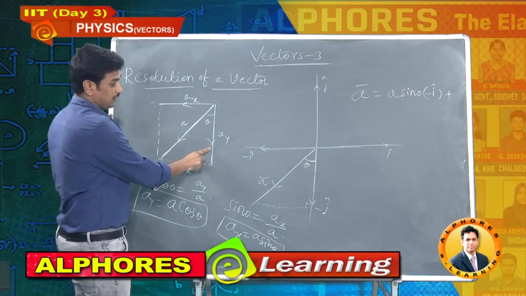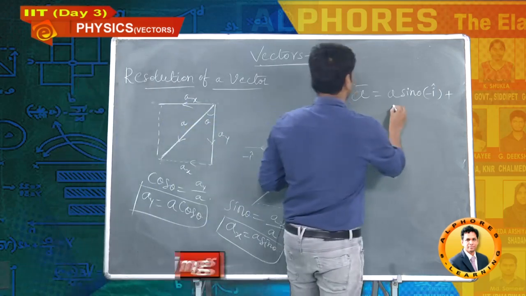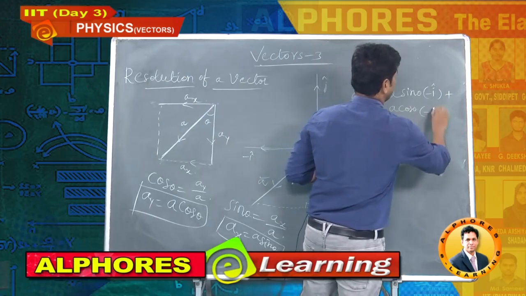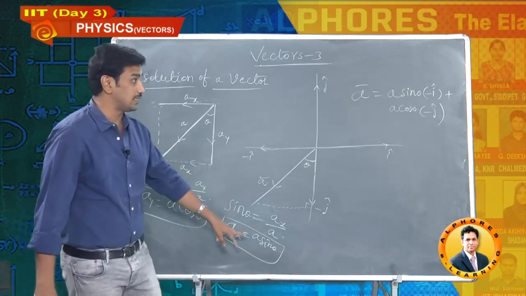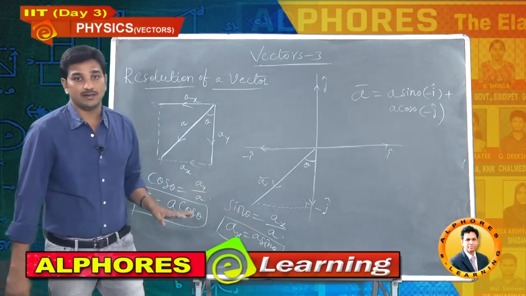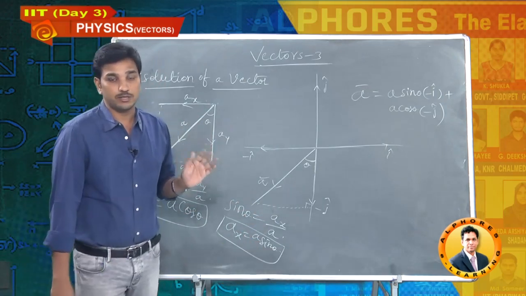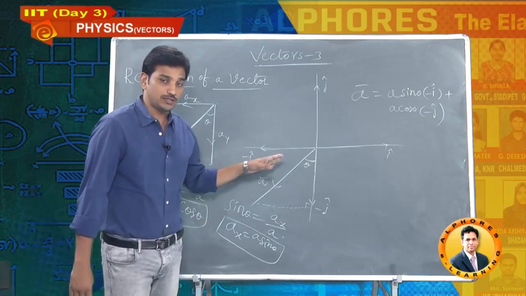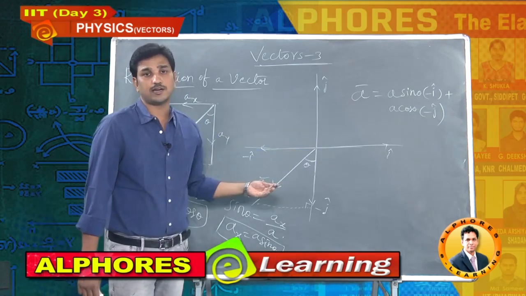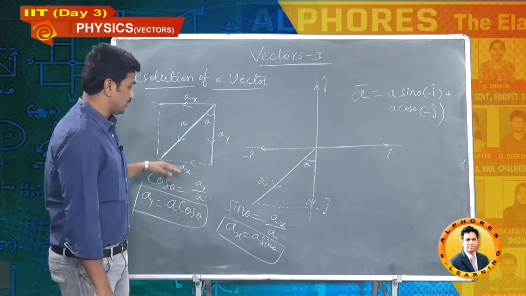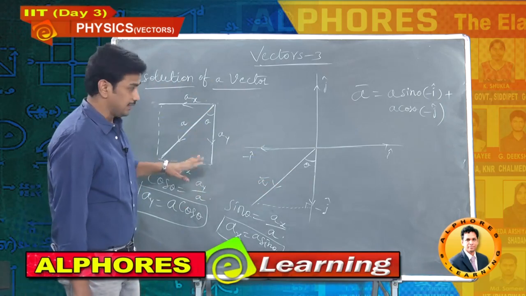One more component, AY, this is the direction of minus J cap, that is A cos theta minus J cap. A sin theta minus I cap. Simple, it is not that much difficult, resolving of components of a vector, because in numericals we will use this resolution of vector. So if you understand this, next coming examples are numericals, you will understand better. That is the reason I am telling you, focus more on resolution of vector now. I think you understand this.